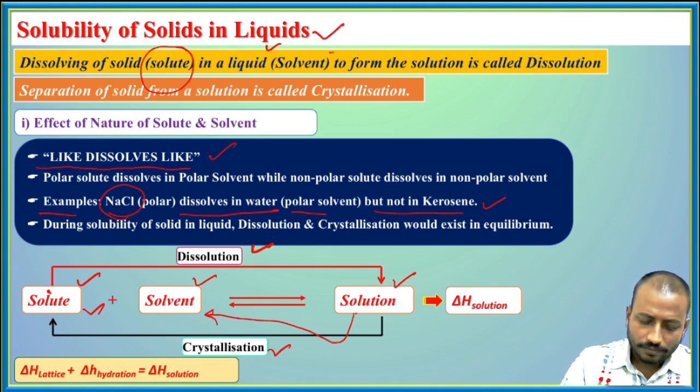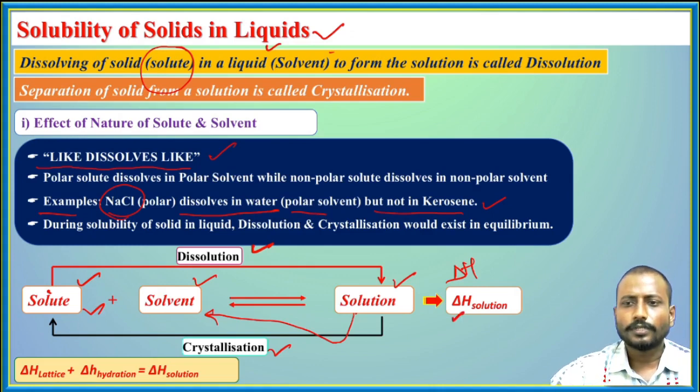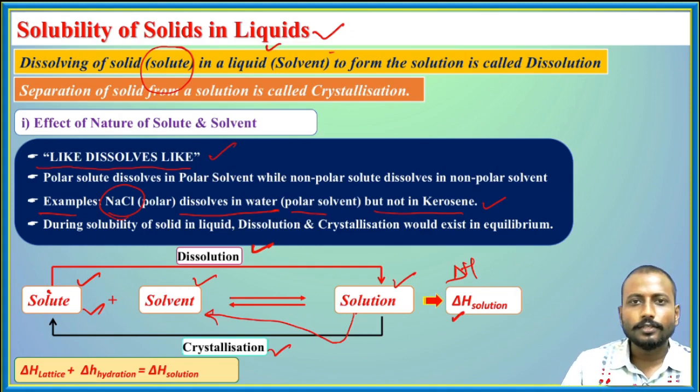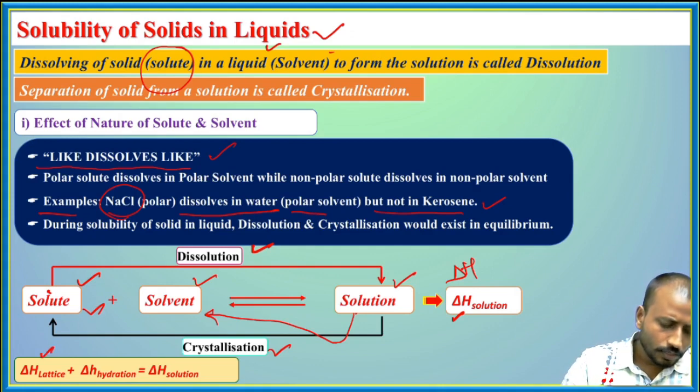So the heat associated with dissolution of solids in liquids, that heat we are going to call as enthalpy of solution. Delta H solution is nothing but enthalpy of solution. The heat associated with dissolution of solid in liquid to make the solution is called enthalpy of solution. This enthalpy of solution involves two terms, delta H lattice and delta H hydration.